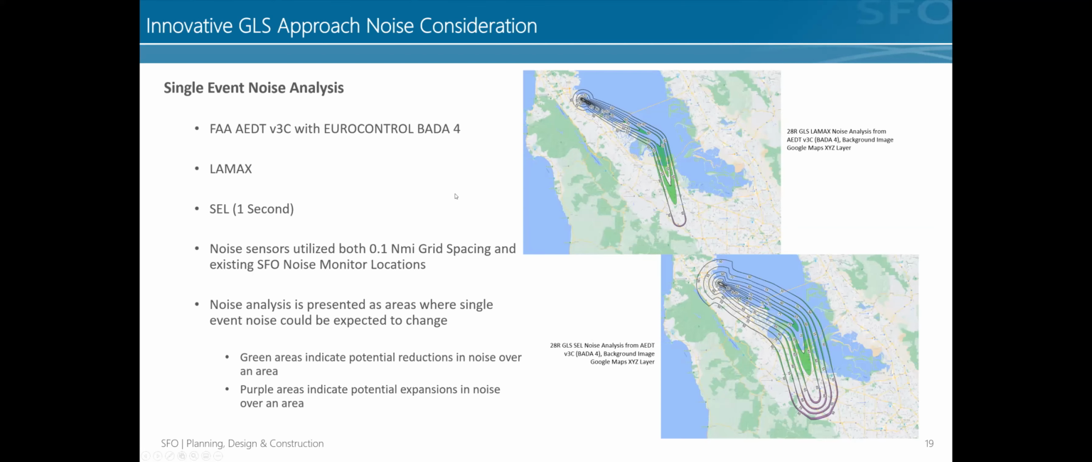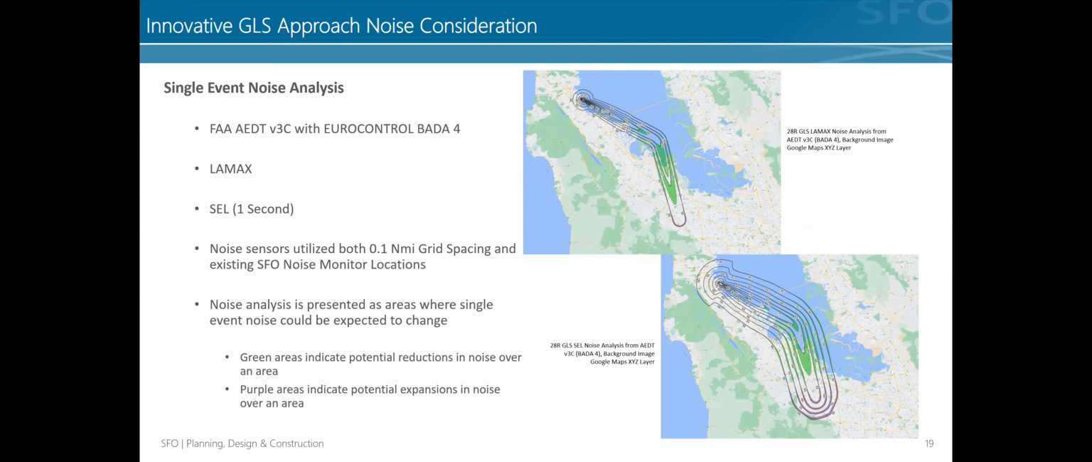So what we've done for today is we are running the FAA Aviation Environmental Design Tool version 3C. That is the latest version. It's an FAA tool, but it's used internationally. There's a number of different ways you can run this tool to generate noise analysis.